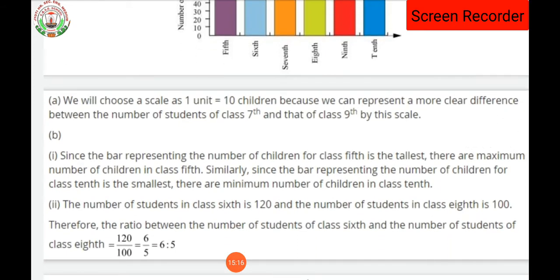Then B part: the bar graph representing the number of children for class 5th is the tallest, meaning there is the maximum number of children in class 5th. Similarly, the bar graph for class 10th is the smallest, meaning there is the minimum number of children in class 10th. I had already told you the answer while explaining the question, isn't it? The number of students in class 6th is 120 and in class 8th is 100. This also you know. Then the ratio is 120 upon 100, and after cancelling we get the ratio 6:5. Clear everyone?